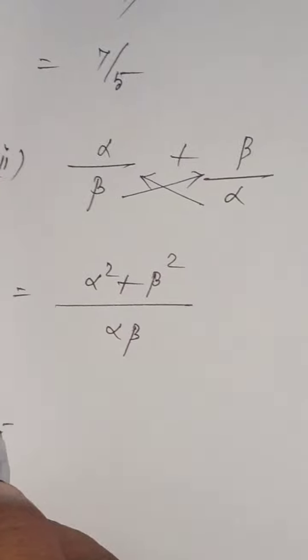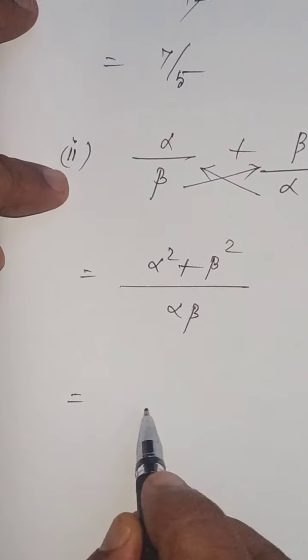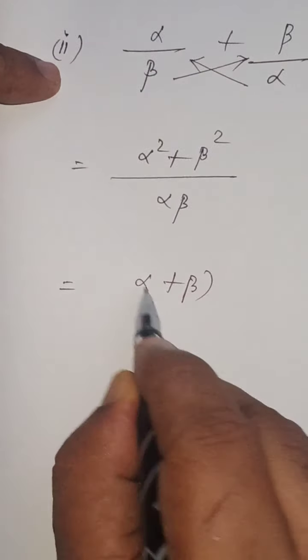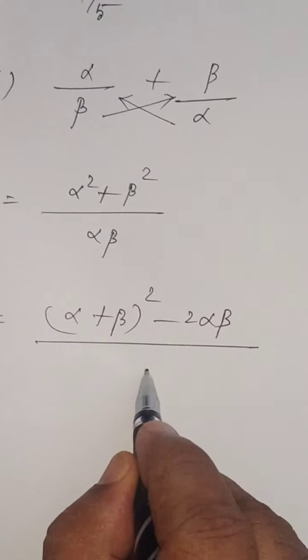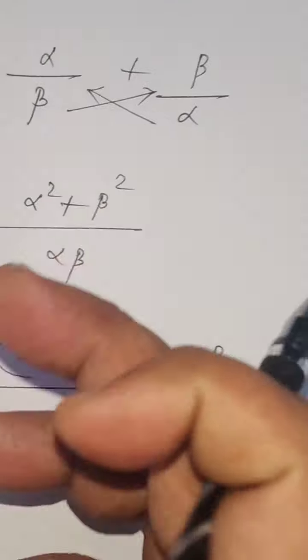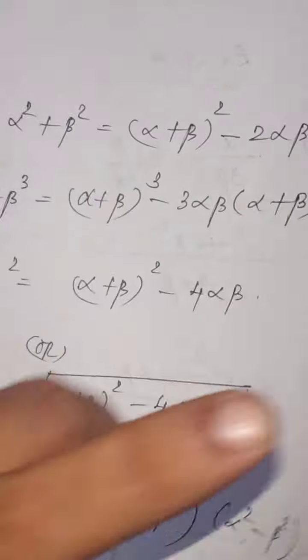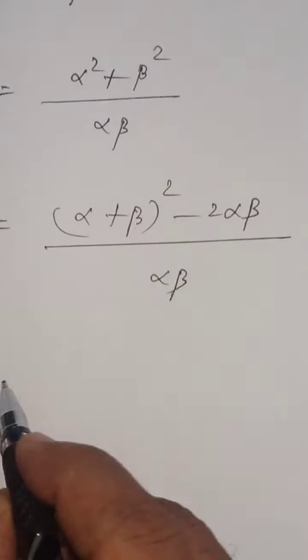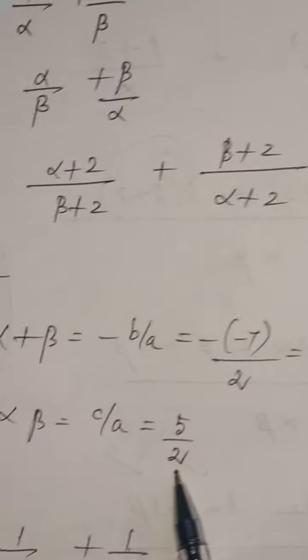Alpha square plus beta square is a separate identity, which I have already given: alpha plus beta the whole square minus 2 alpha beta, divided by alpha beta. Now we can replace the values of alpha plus beta and alpha beta. Alpha plus beta value is 7 by 2. Alpha beta value is 5 by 2.